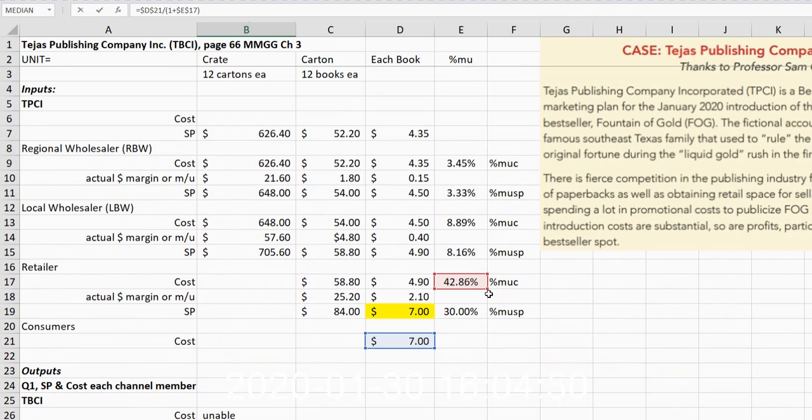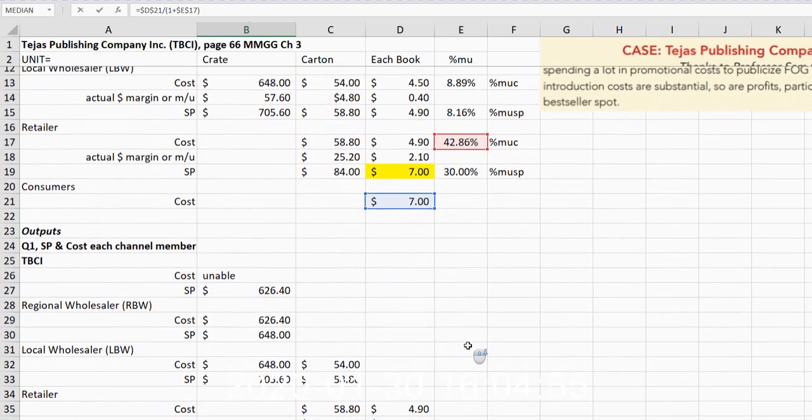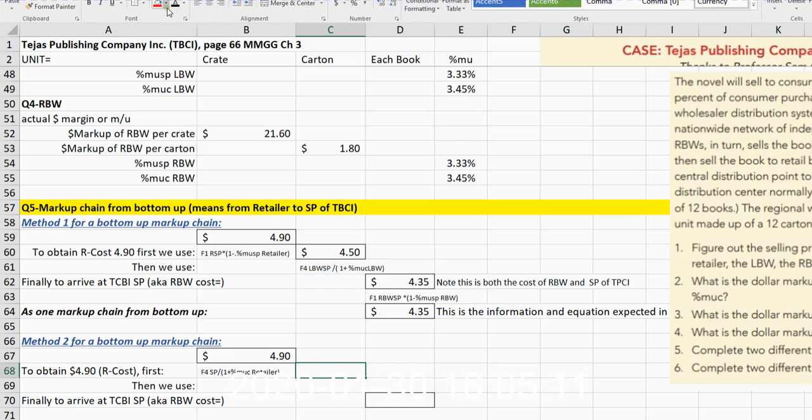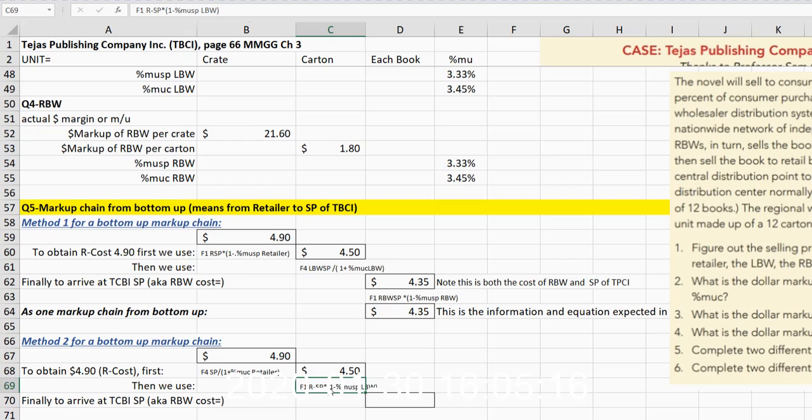So let's go see what the markup on cost is for the retailer. 42.86%. That's great. Okay, so we'll turn out to have the $4.90, which is the cost for the retailer and the selling price for the wholesaler, and now we can simply use that outcome to obtain the cost of the local wholesaler, which is also the selling price of the regional wholesaler.